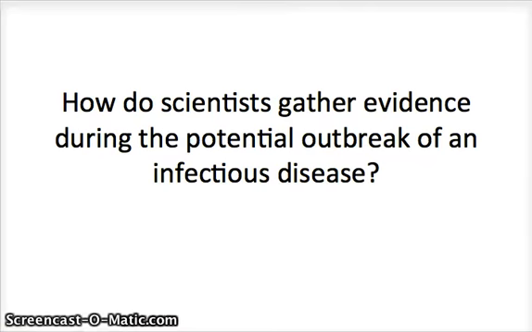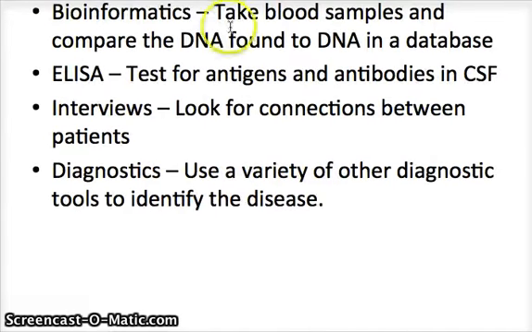Then finally, our last question is, how do scientists gather information during a potential outbreak of an infectious disease? This is a review of 1.1, and basically we use bioinformatics, where we take blood samples of not our DNA, but actually the pathogen DNA inside our body, sequence the DNA, throw it in the DNA database, and compare it to identify the DNA.